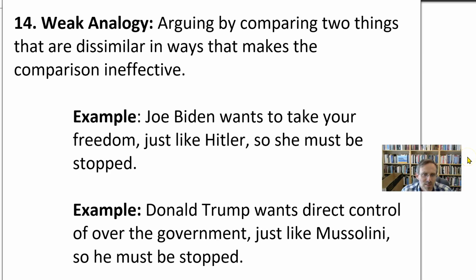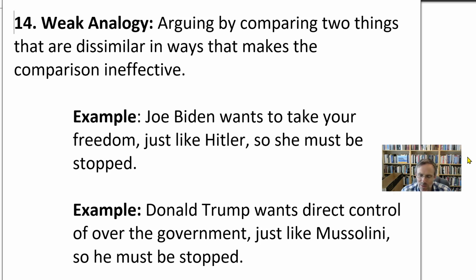The next example of a fallacy of weak induction given by Hurley is the weak analogy. We're guilty of a weak analogy whenever we compare two things that are dissimilar in ways that make the comparison ineffective. Imagine someone says that Joe Biden wants to take away your freedom just like Hitler, so he must be stopped. Or Donald Trump wants direct control over the government, just like Mussolini, so he must be stopped.